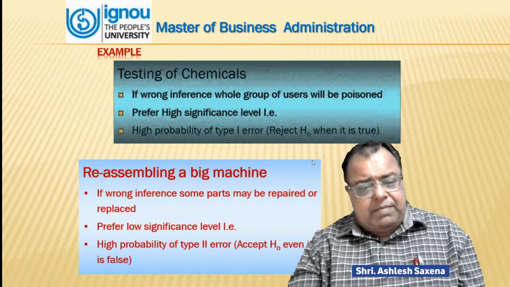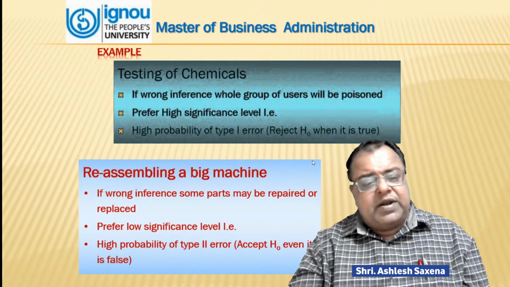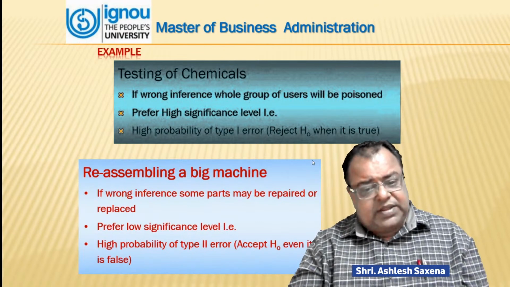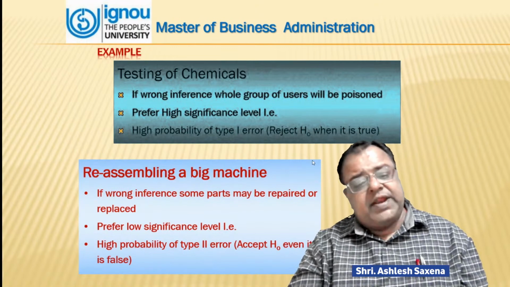Reassembling a big machine. If wrong inferences are drawn, some parts may be repaired or replaced. Prefer low significance level over here. That is high probability of type 2 error. That is, accept H naught even if it is false.